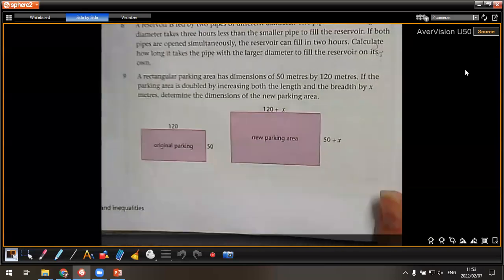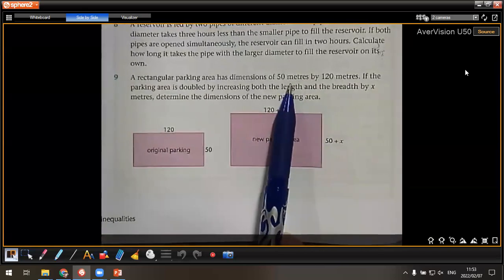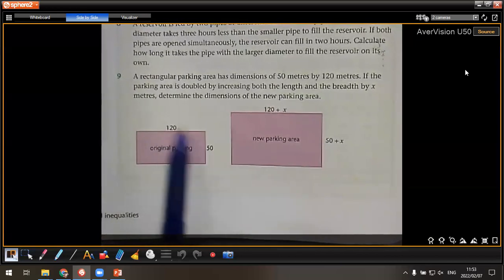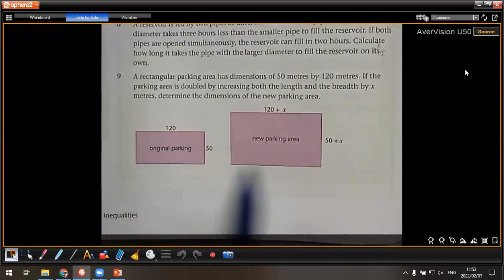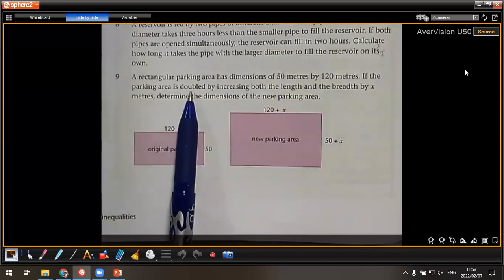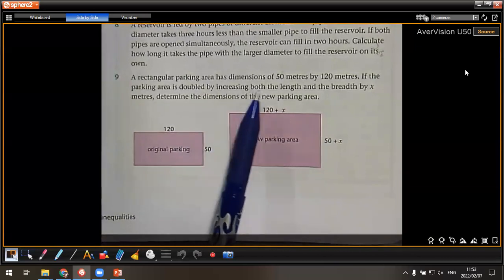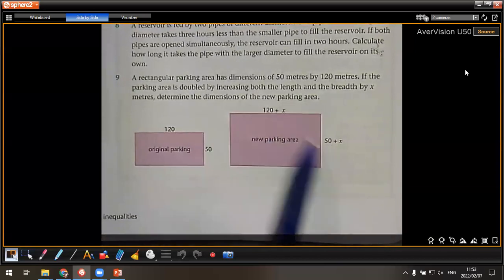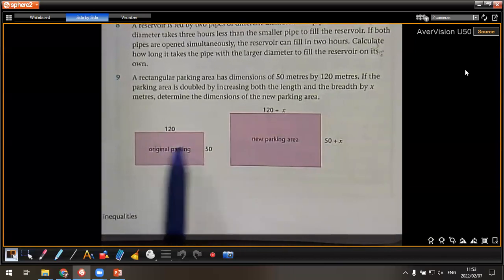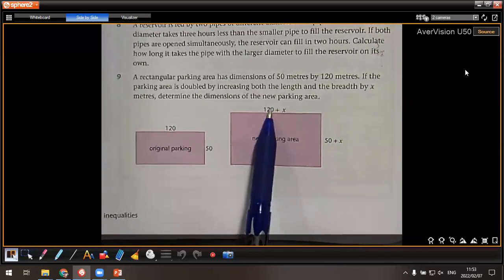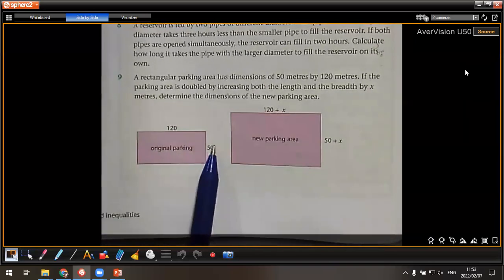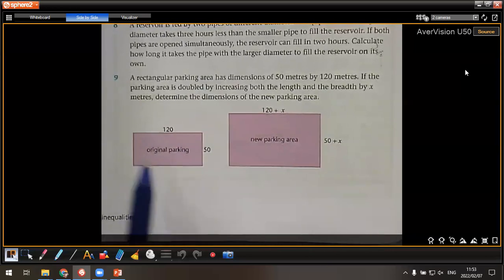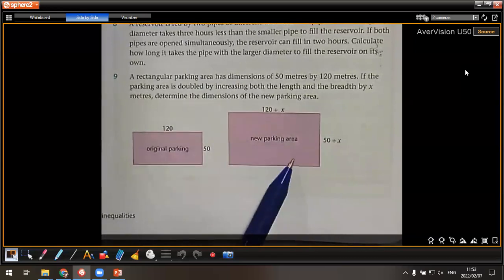Okay, so they're saying a rectangular parking area has dimensions of 50 meters by 120 meters. So they've given us the original dimensions. If the parking area is doubled by increasing both the length and the breadth by x meters, there they're showing us on the picture. Your original length was 120, now it's 120 plus x. The original breadth was 50, now it's 50 plus x. But what they're saying is that the original parking area has now been doubled.